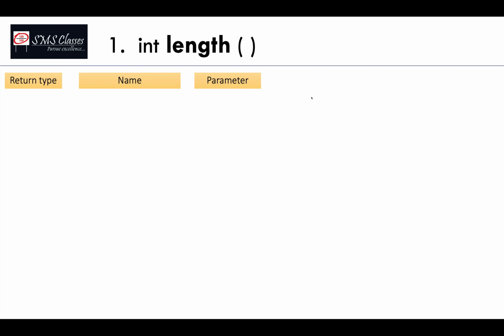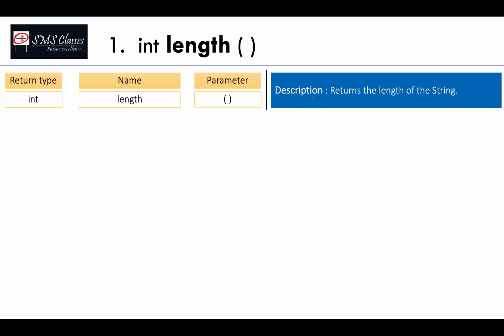First, let's start with length. For any method, you should learn three main things: What is the name of the method? What is the parameter it accepts and what does it return? In this case, length is the name of the method and the parameter is none. That is, it doesn't accept any parameter and the return type is integer. So basically, this method returns the length of the string.